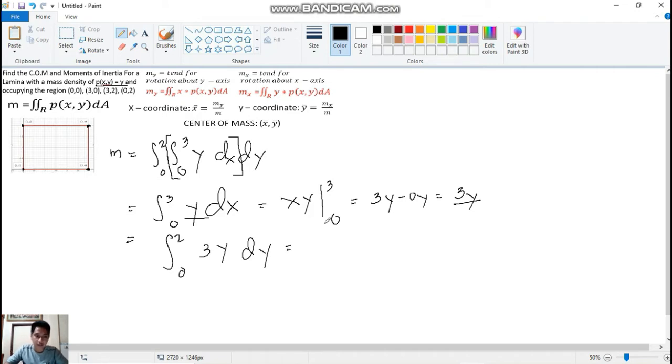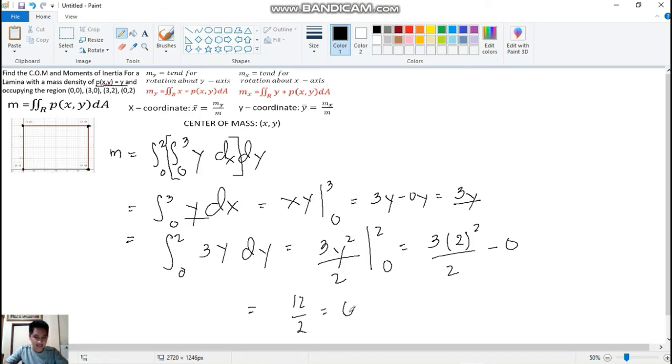So that is equal to, we need to get the antiderivative of 3y in terms of y, and that is 3y squared over 2. Then substitute the different values of y: 3 times 2 squared over 2 minus, if you substitute 0 into our equation, it is equal to 0. So that is 3 times 2 squared. 2 squared is 4, times 3 is 12. So 12 over 2, or simply 6. That is our mass. That is our first step.